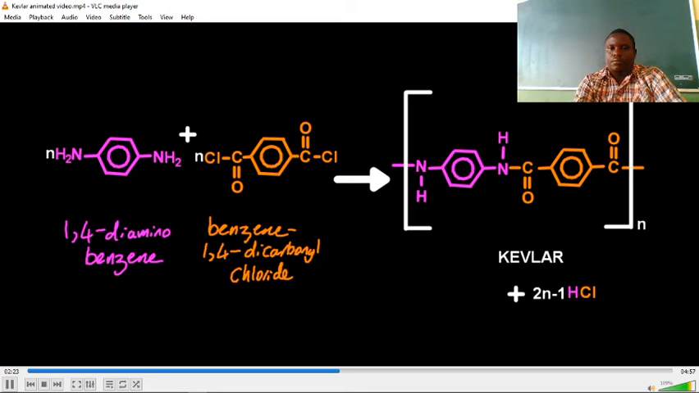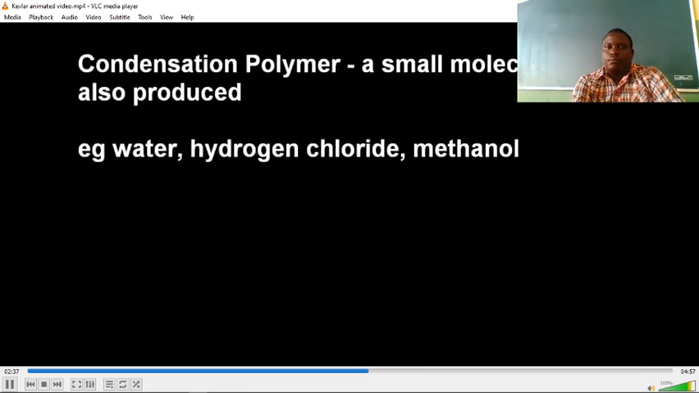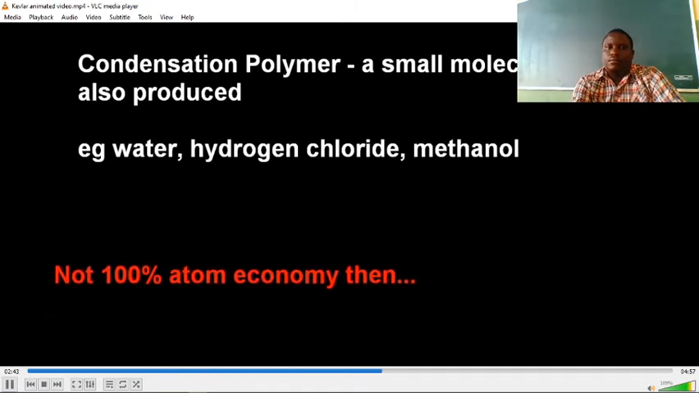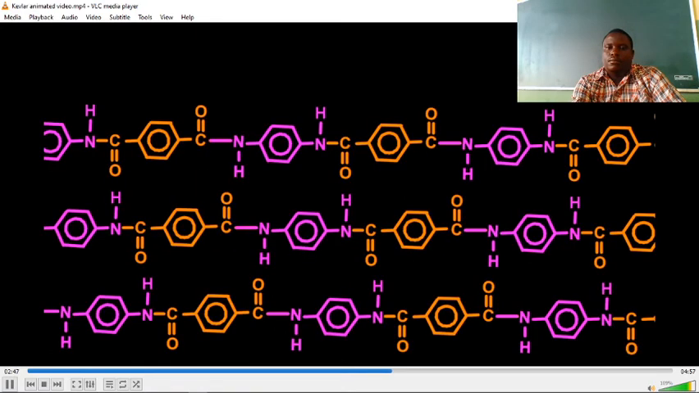And I'm going to highlight the amide group here. Now there are many, many, many of these repeating units, n of them. So this is a polyamide. Poly means many. So it's a condensation polymer, which means a small molecule is also produced. Water, hydrogen chloride, methanol, or even ammonia. So then, it's not going to be 100% atom economy, is it? I'm making some waste. When the molecules of Kevlar are weaved together, they end up in parallel.